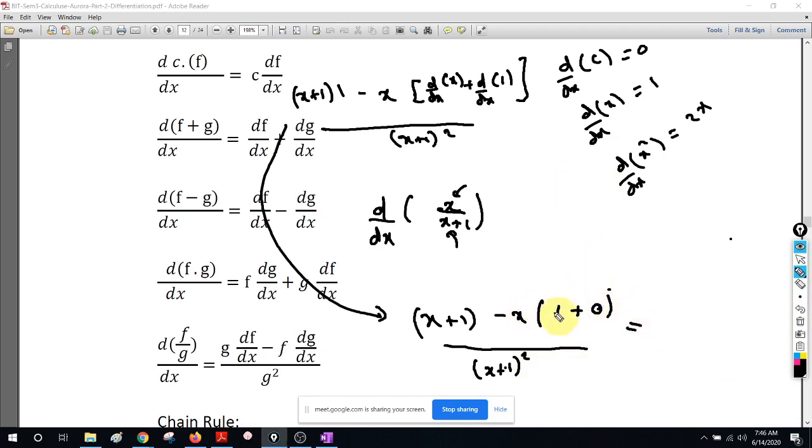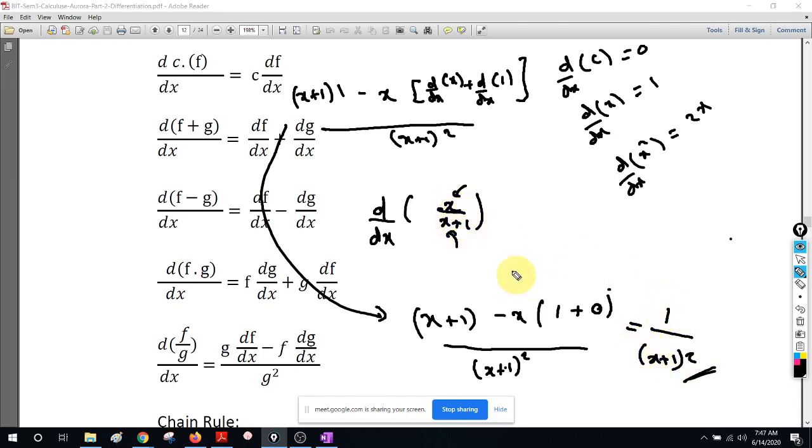This is minus x and this is minus x. x minus x is 0. That is 1 divided by (x plus 1) squared. So that is the answer. So the derivative of x divided by x plus 1 is 1 divided by (x plus 1) squared.